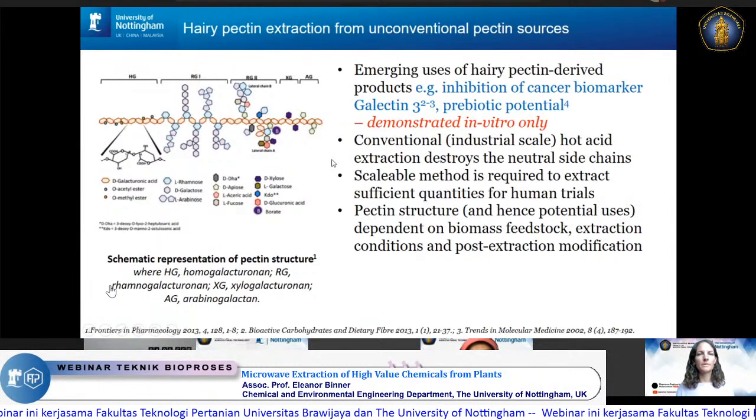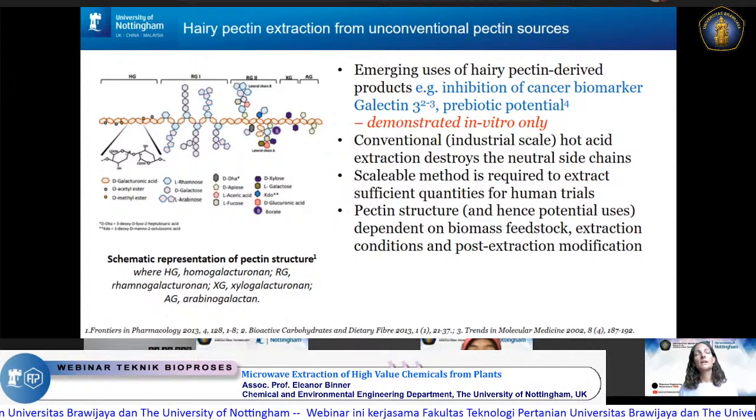We're interested in hairy pectin because there are emerging uses of hairy pectin-derived products. There are some publications showing inhibition of the cancer biomarker galectin-3, and other publications showing it has prebiotic potential. This has only been demonstrated in vitro, though, at small scale. The reason is that it's very difficult to extract hairy pectin. You might be thinking, but they conventionally extract pectin. They do, but the conventional industrial-scale extraction is a hot acid extraction, and it destroys these neutral side chains, which are the ones with the bioactivity that we're interested in.